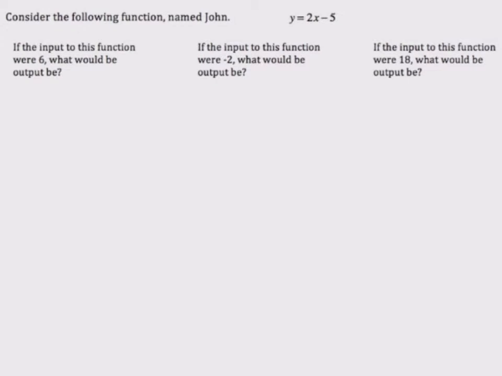Alright, let's consider the following function named John, and we have an equation for this function. The output equals twice the input minus 5, or y equals 2x minus 5. In front of us we have three questions, and all we're asked to do is to find the output to this function if the input were 6, if the input were -2, and if the input were 18.